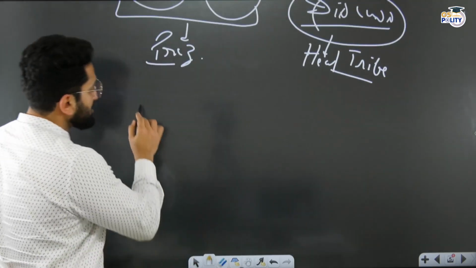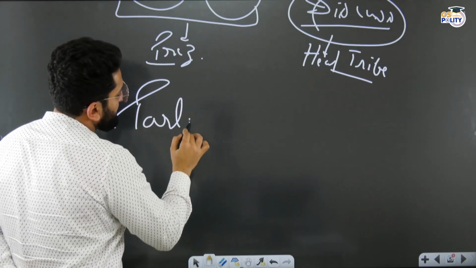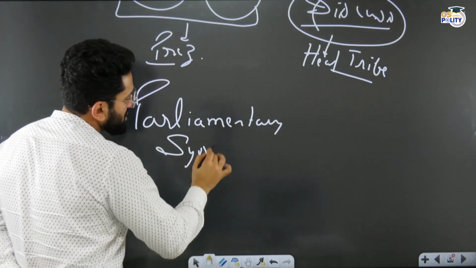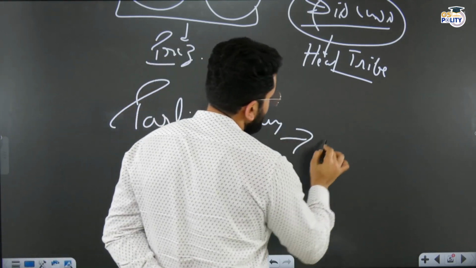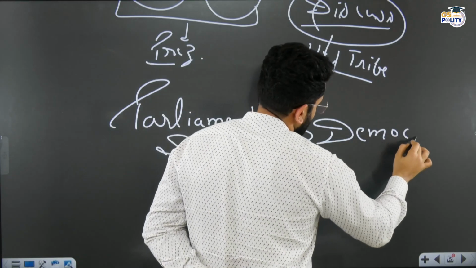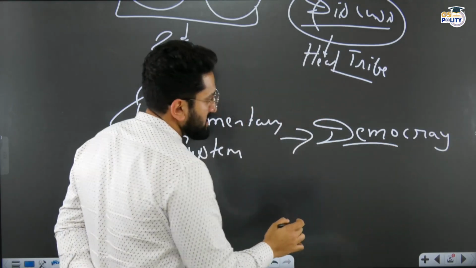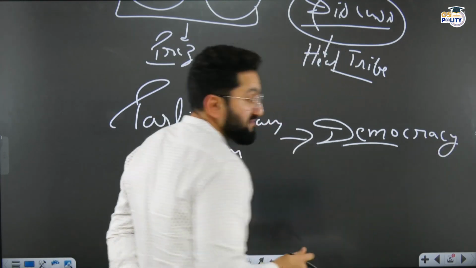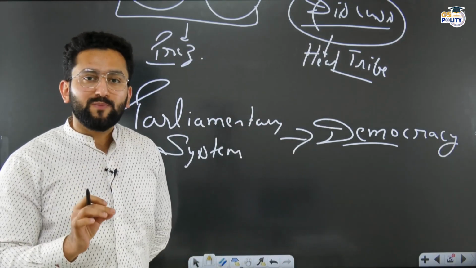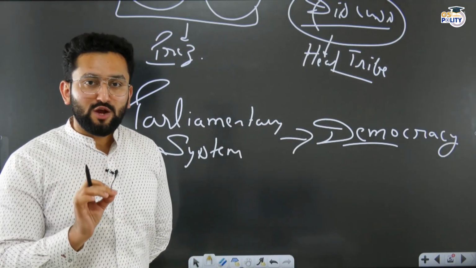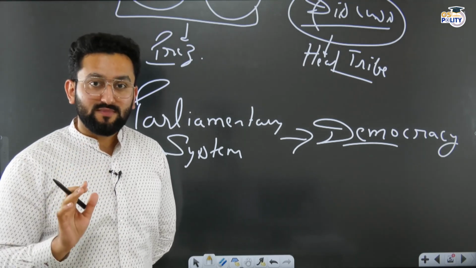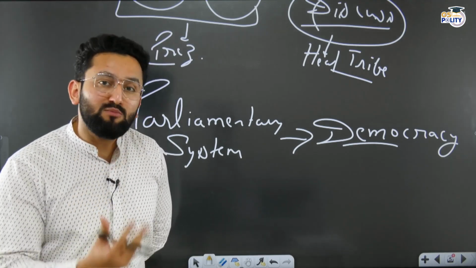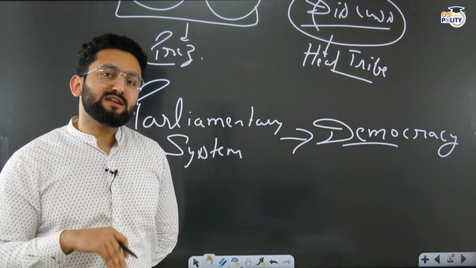Now please remember, the concept of parliamentary system is associated with democracy. So consider there's a statement asked by UPSC, and UPSC says that the parliamentary system can only be connected with the idea of democracy. It means the parliamentary system is present only in one form of government, that is the democratic form of government. Do you think that statement would be true or false?